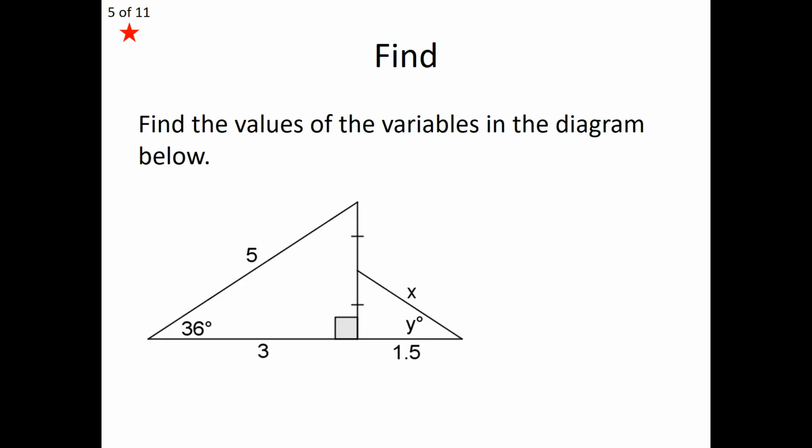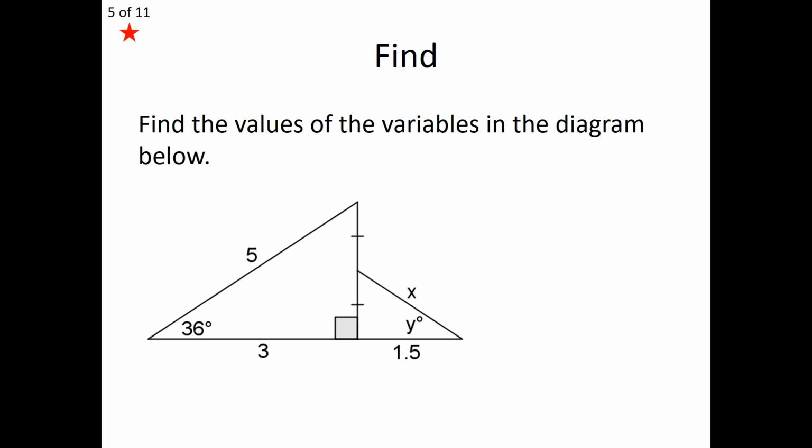So let's actually use side angle side similarity to answer a few questions. The first thing is to find the values of the variables in the diagram below. So we're looking for two missing variables. You can see in the diagram there's an x variable missing that represents a side length, and a y variable missing representing the measure of an angle. What we're actually going to do is first prove that these two triangles are similar, and once we know these two triangles are similar, we can then begin finding these missing variable measures.